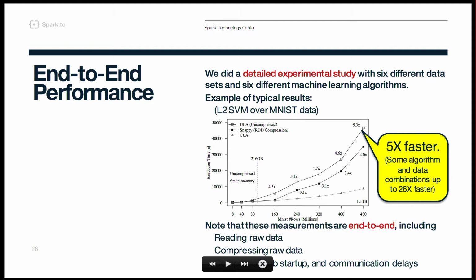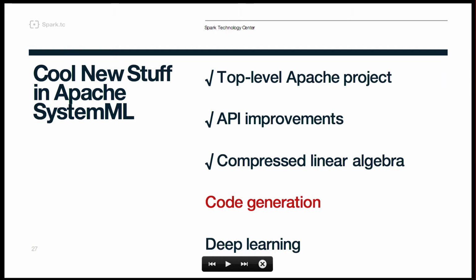And when we go to an out-of-core implementation of the algorithm, we're streaming data from SSD a lot faster because it's compressed. And you'll note, by the way, that these numbers include the overhead of compressing the data. To make an apples-to-apples comparison, we start both the compressed and uncompressed runs with the data in uncompressed format on disk. So that's compressed linear algebra in a nutshell.